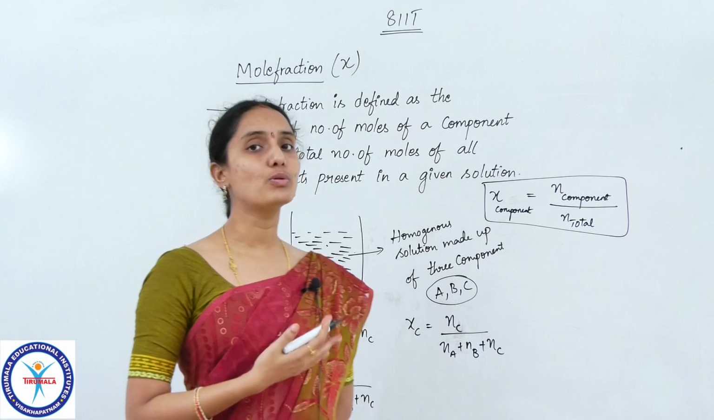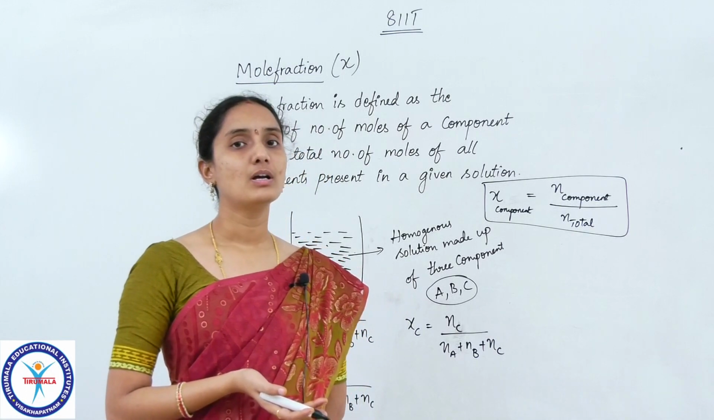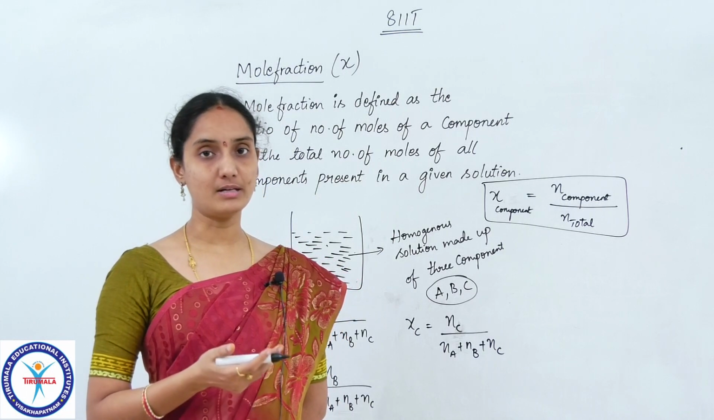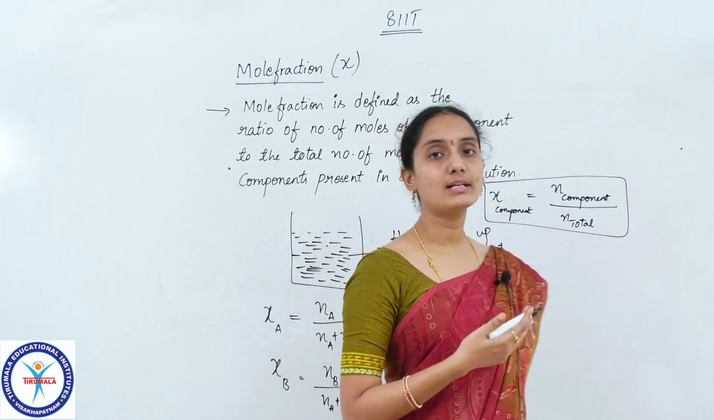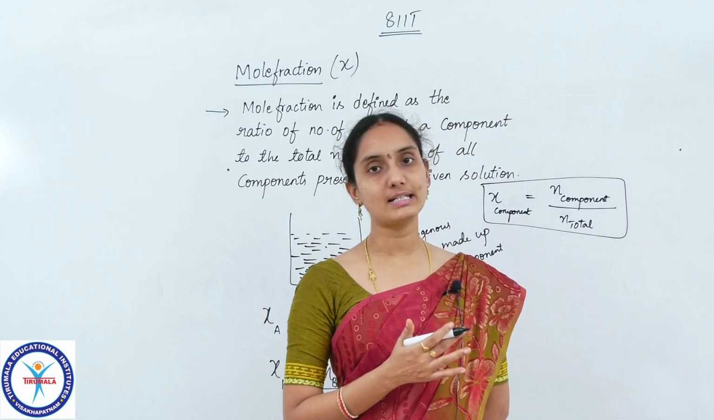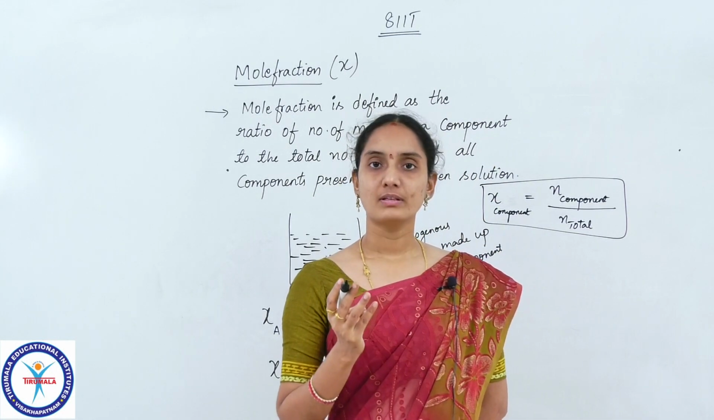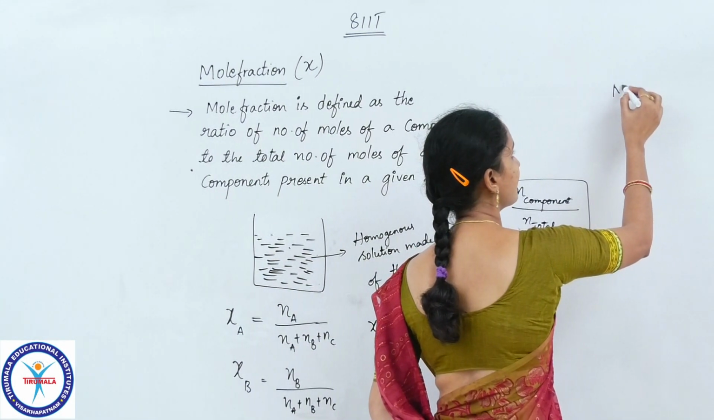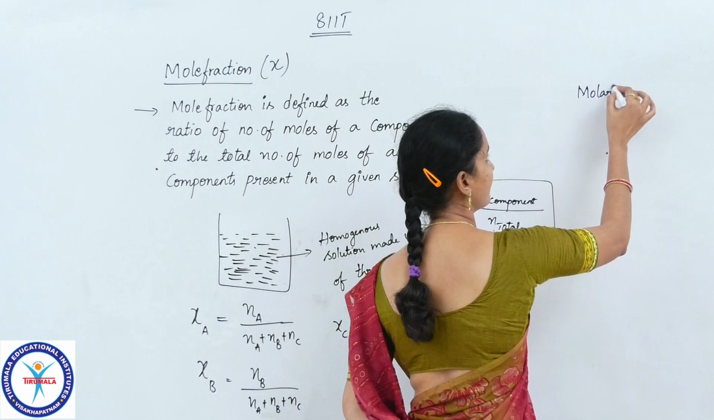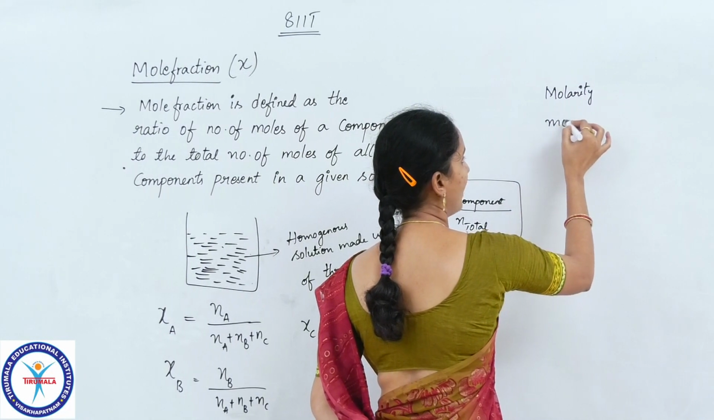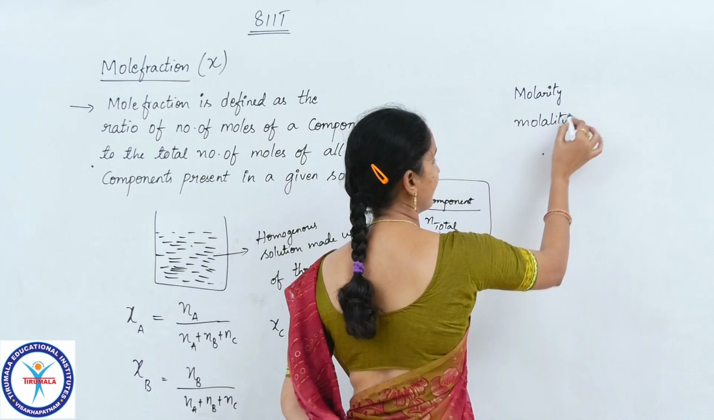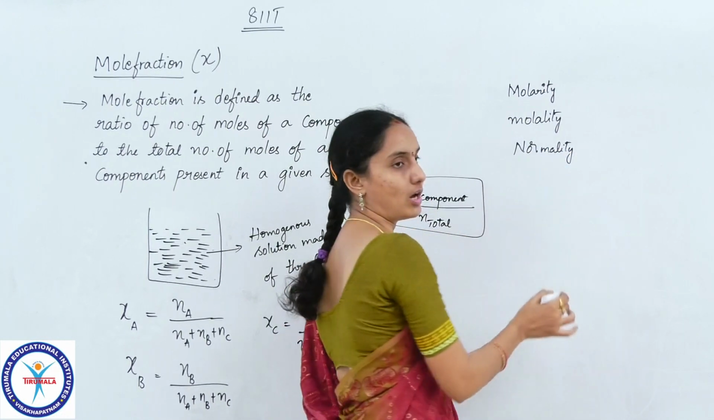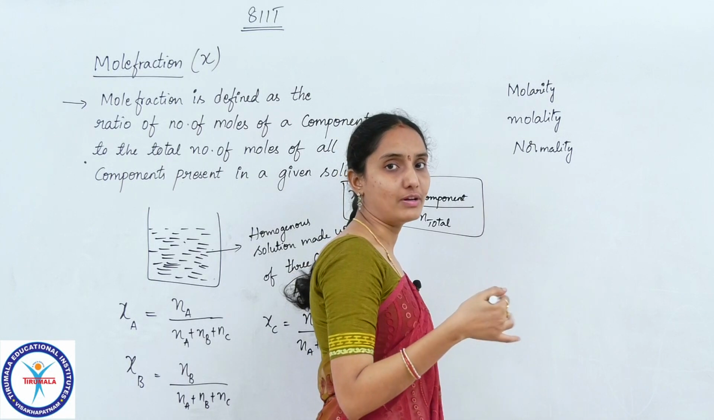So do you have any units for mole fraction, children? Earlier we studied many concentration terms. What are the concentration terms we studied in the earlier session? Molarity, molality and normality. So we have learned about three, that is molarity, molality and normality. Yes, of course these will have units because they are the ratios of different quantities.